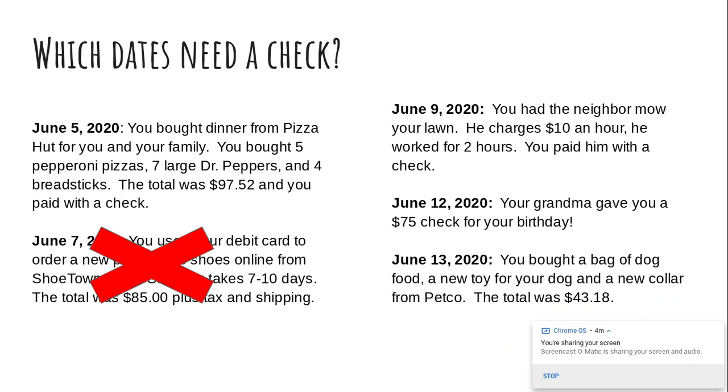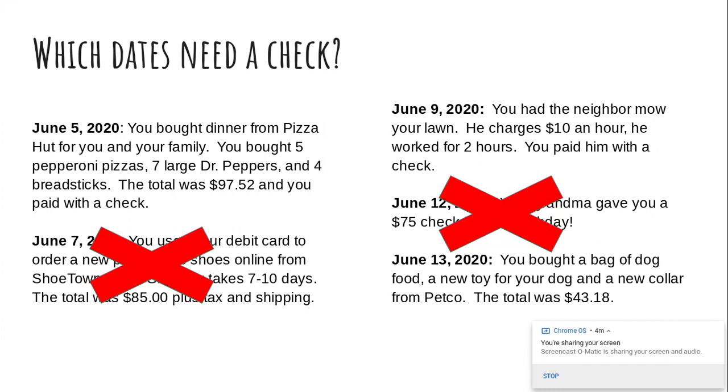June 13, 2020, you bought a bag of dog food, a new toy for your dog, and a new collar from Petco. The total was $43.18. So that one really doesn't tell us. We could have used our debit card, but it doesn't say we used our debit card. Does that one need a check? Yes, that one needs a check, and Grandma doesn't. Grandma doesn't need a check. Okay, so those are our 3 checks, okay?